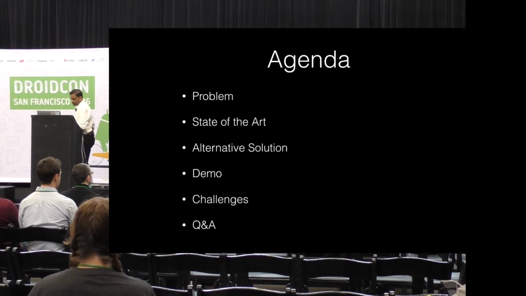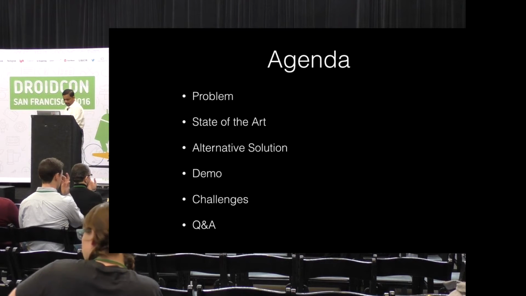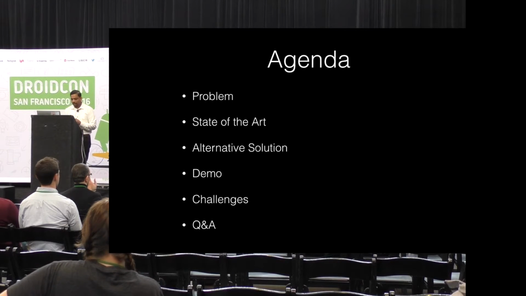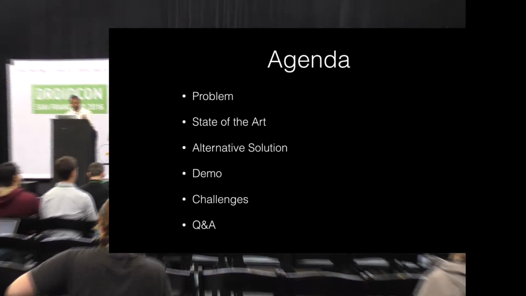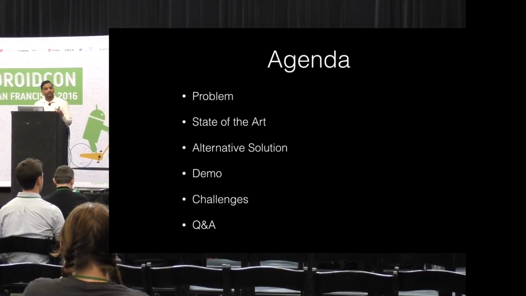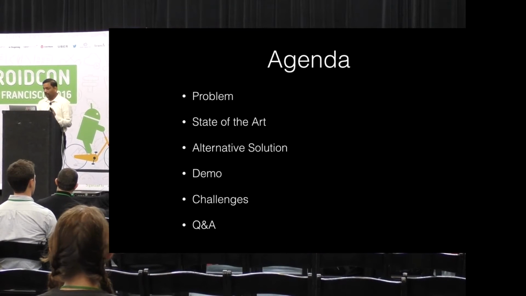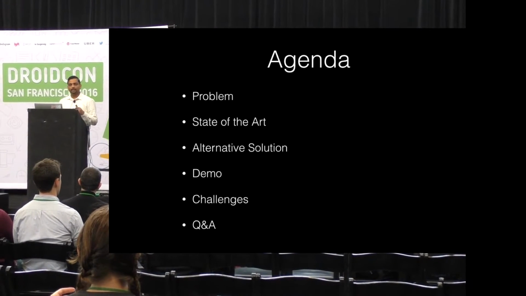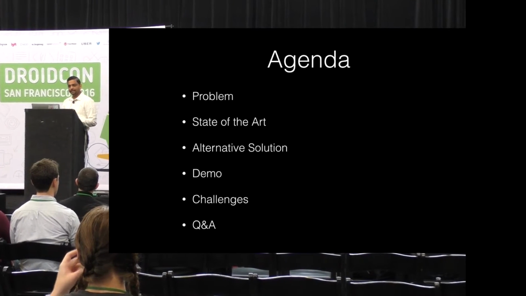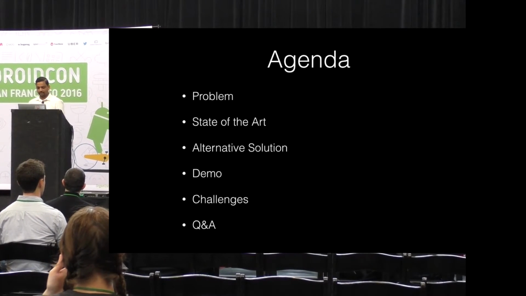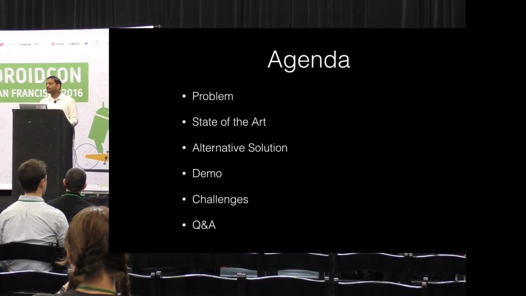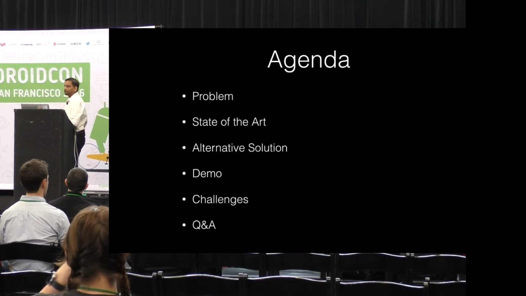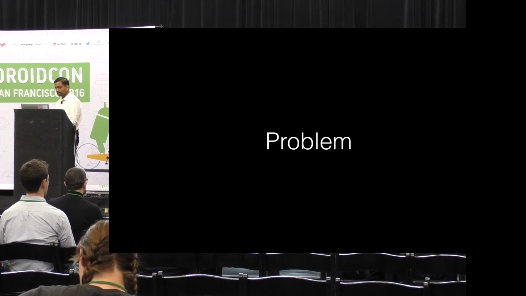Okay, so the agenda for today will be looking at the engineering problem, looking at what options are commonly available today, the solution that we ended up investing into and why we did. We'll run through a quick demo. Not every solution is perfect, so we'll look at the challenges with the current solution and whether we can solve those challenges. And in the end, we'll have some time for Q&A. So let's start with the engineering side of the problem.